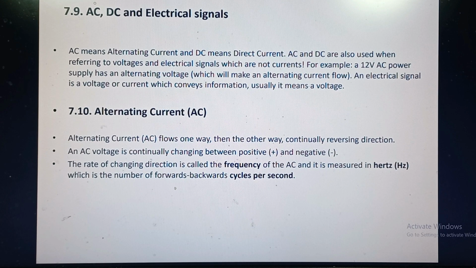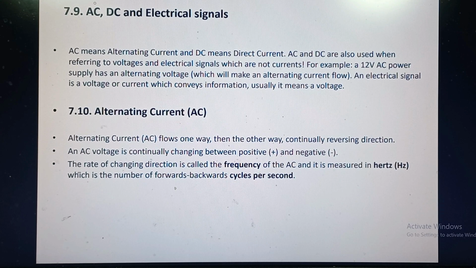A signal is referred to as a voltage of very low value. For example, voltage levels in microvolts or in millivolts are called signals. An electrical signal is a voltage or current which conveys information. Usually it means a voltage. Normally we consider the signals and measure them as voltages.